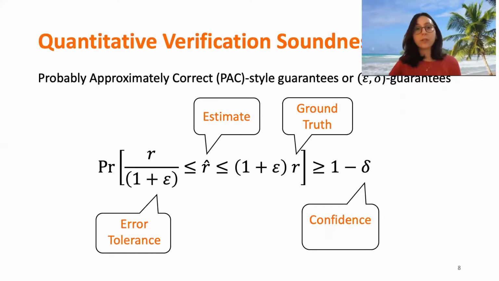So let's see what soundness means in this context of quantitative verification. So here, whenever we produce an estimate, here R hat, we want this estimate to be within a multiplicative error of the ground truth R. So here epsilon is the error tolerance that we want to admit. And we want to produce this estimate with a probability higher than 1 minus delta, where delta is the confidence parameter. These are called probably approximately correct or epsilon delta style guarantees.